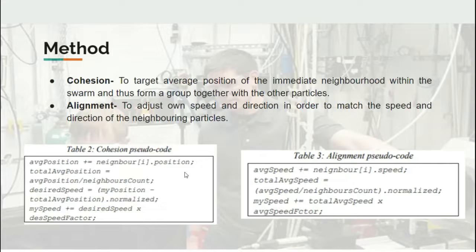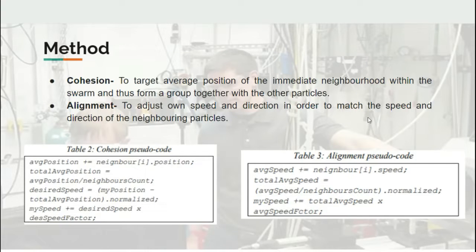The second characteristic is called cohesion. What we also want is to form clusters. So for each particle, we first calculate the average position of its neighborhood local candidate solutions, and then we push the particle towards the center of mass.